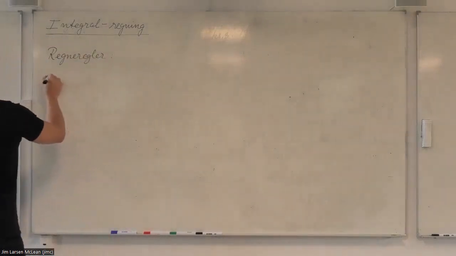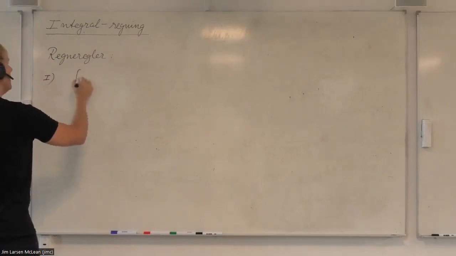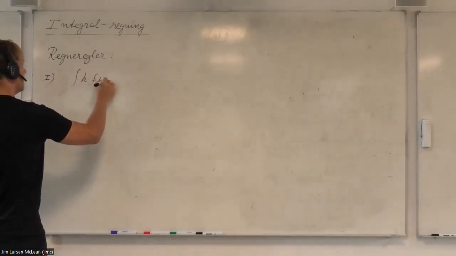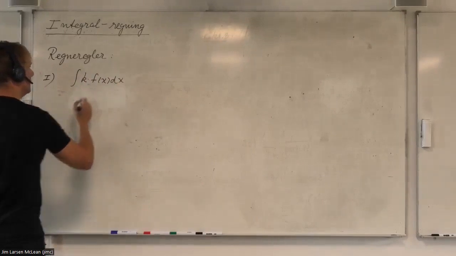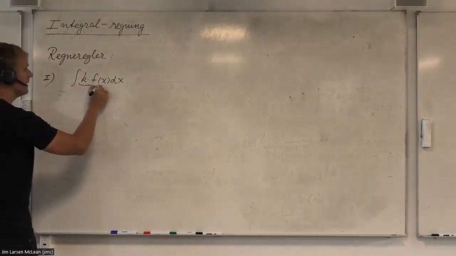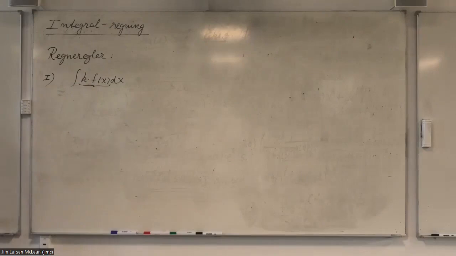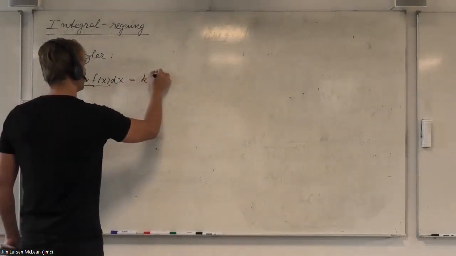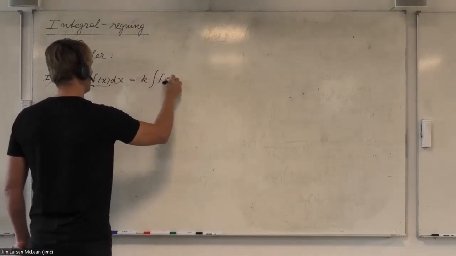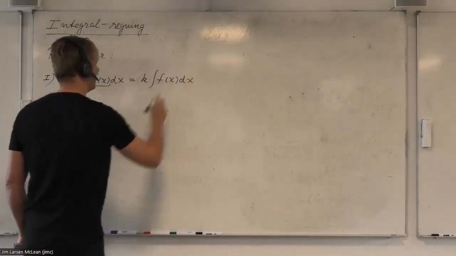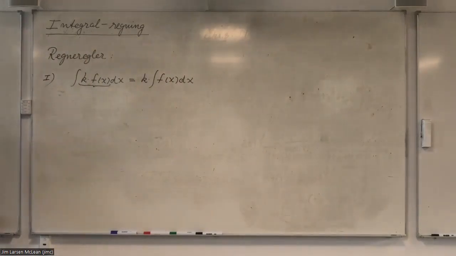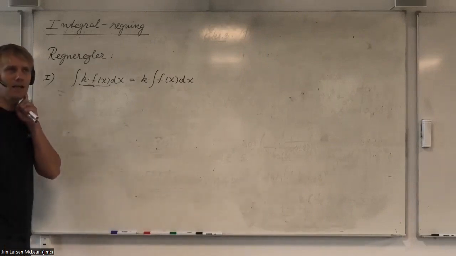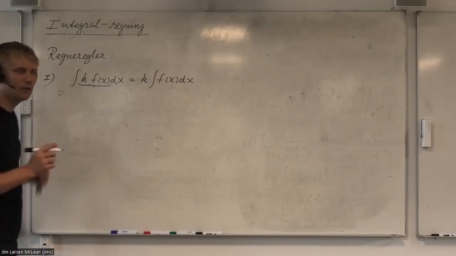Rule number 1: if you encounter an integral where there's a constant multiplied with the integrand, then you can simply move that constant outside the integral sign, just like we did with the number 5. And why is that true? Can it be proven? Yes, you can, but to prove it, you first need to understand the following.